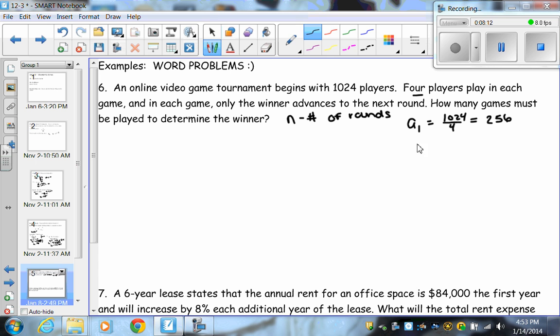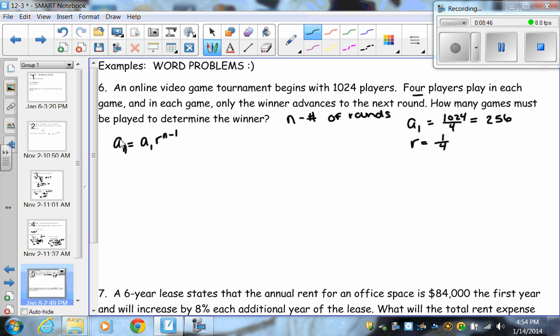Then I also know that r has to be 1/4 because in each round that they play, only one winner advances from each set of games. So if 4 in each and only 1 advances, then each time only 1/4 is moving on. So next, the general rule: a of n equals a of 1 times r to the n minus 1.